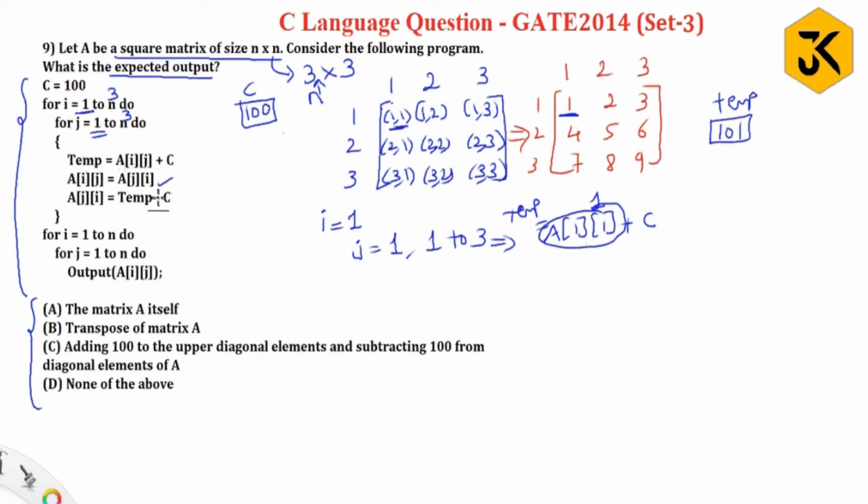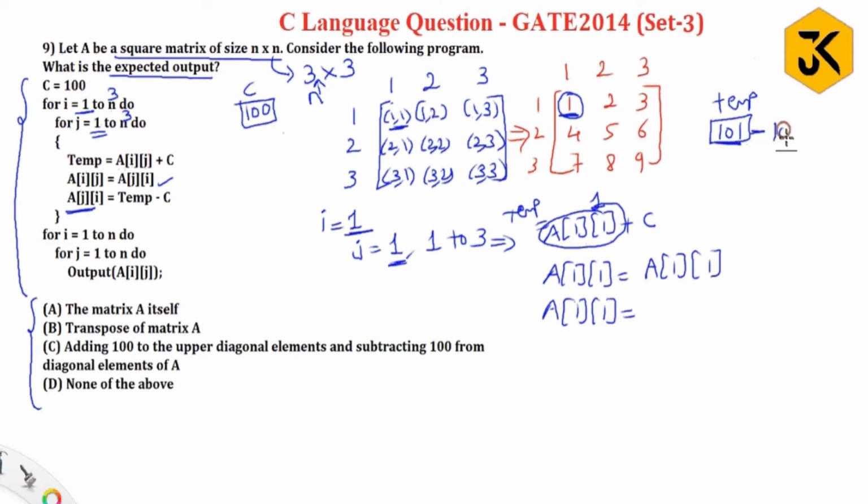101. Then immediately a of i j, that means a of 1 1, equals a of j i. That is 1 1. i value will be 1, j value will be 1. So a of 1 1 equals a of 1 1, which means the same value will be copied here. Next, a of j i, again a of 1 1, equals temp minus c. What is temp value? 101. 101 minus c, minus 100, so you will get value 1. That will be modified to here. So a of 1 1 equals 1. So this 1 is replaced with the value 1.